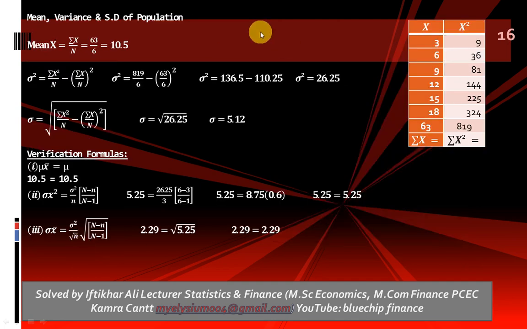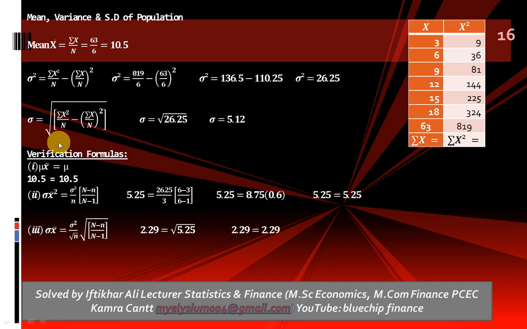After that, now we move to the second part of the question, and that is the calculation of population parameters. Now we are going to calculate the mean, variance, and standard deviation of the population. So the population is 3, 6, 9, 12, 15, 18. Sum of x is 63, and sum of x square is 819. So simply put all the values into these three formulas: mean, variance, and standard deviation. Always use uppercase letters while calculating population parameters. So mean is 10.5, variance is 26.25, and standard deviation is 5.12.